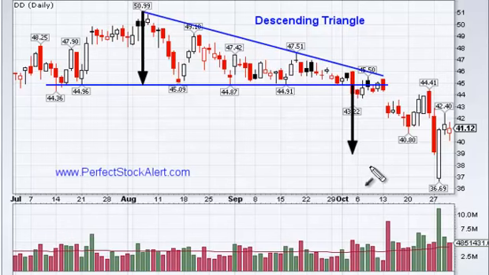Remember, targets are always just targets. They're not set in stone. You should just use them as an idea, not an exact number.